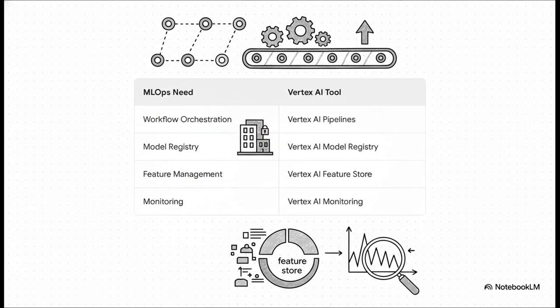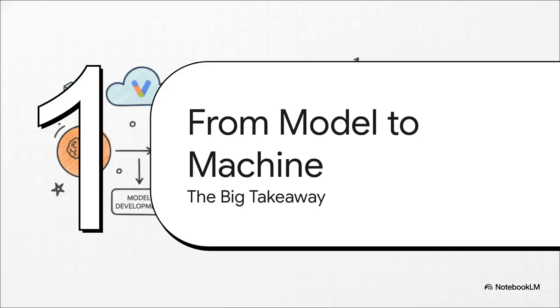To orchestrate that automated assembly line we were just talking about, you use Vertex AI Pipelines. To keep track of all your different model versions, you have the Model Registry. Need to manage and reuse data features across your team? Well, there's the Feature Store for that. And to watch for performance problems in the real world? That's what Vertex AI Monitoring is for. See? Each core MLOps need is met with a specific tool, letting your teams focus on building great models, not the plumbing.